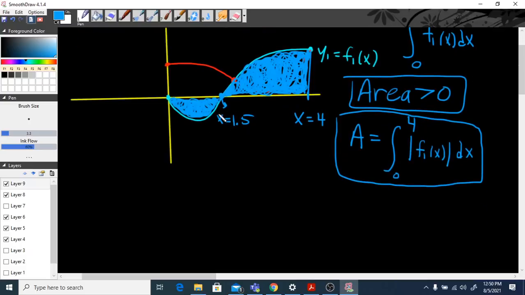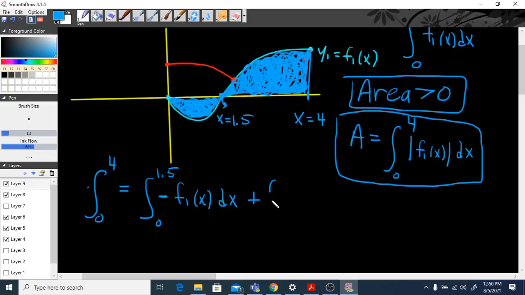Notice f1 changes sign at 1.5. In other words, from 0 to 1.5, curve 1 is negative. So what I actually have to do is this. The integral from 0 to 4 is going to be the integral from 0 to 1.5. Now again, the curve is negative. So what do we do to make this thing positive? We just multiply it by -1. So 0 to 1.5 of the negative of f1. That'll make this positive.